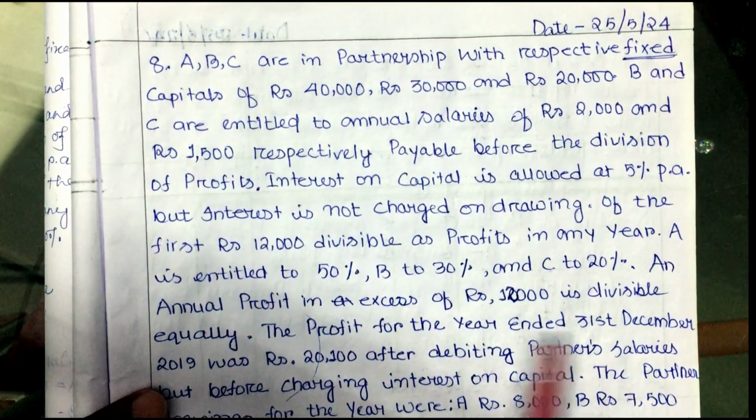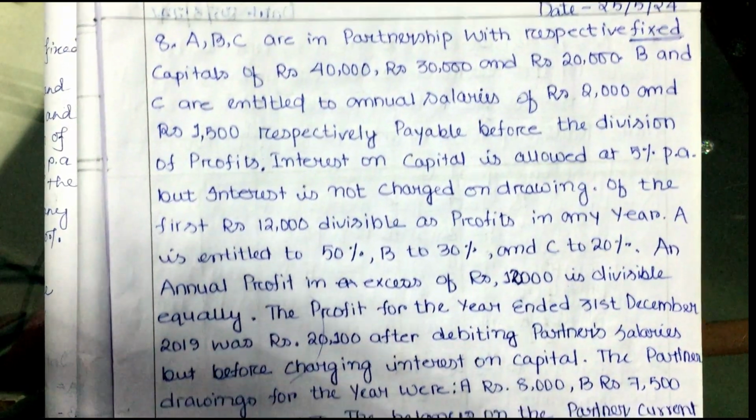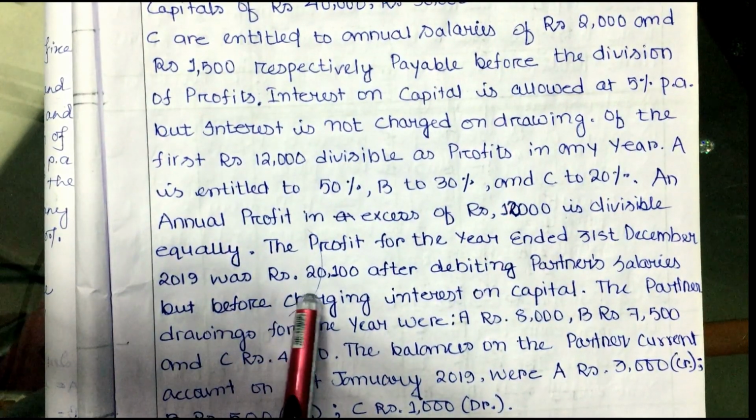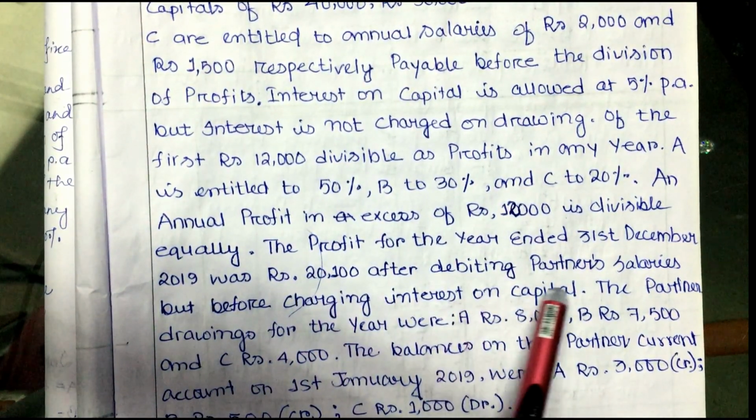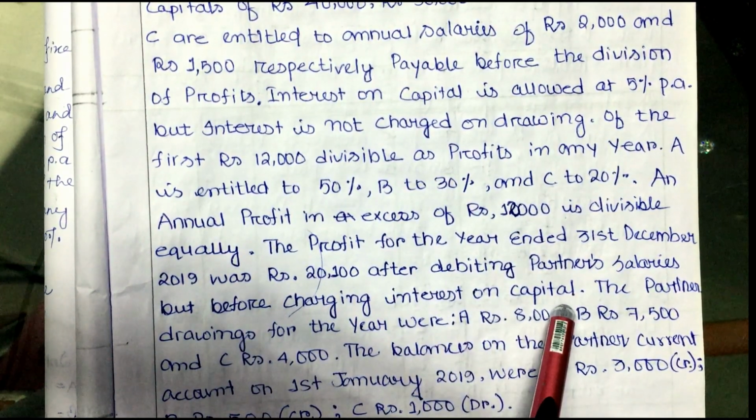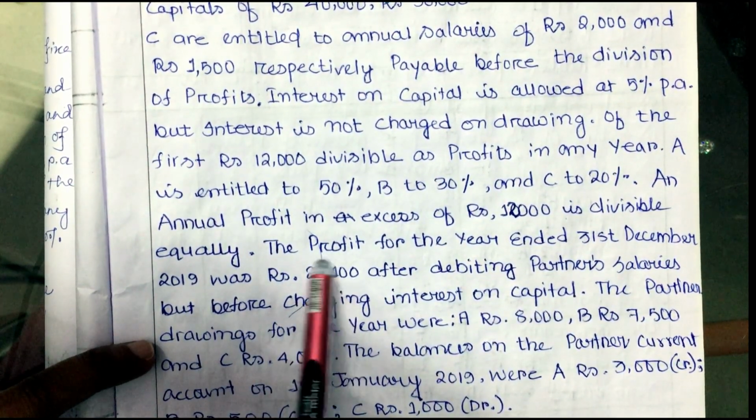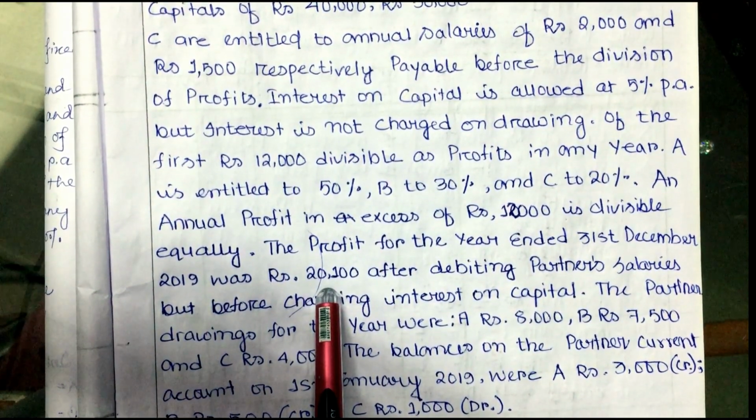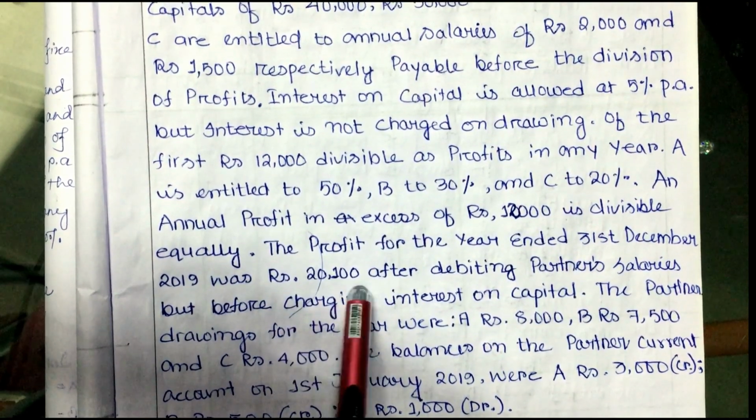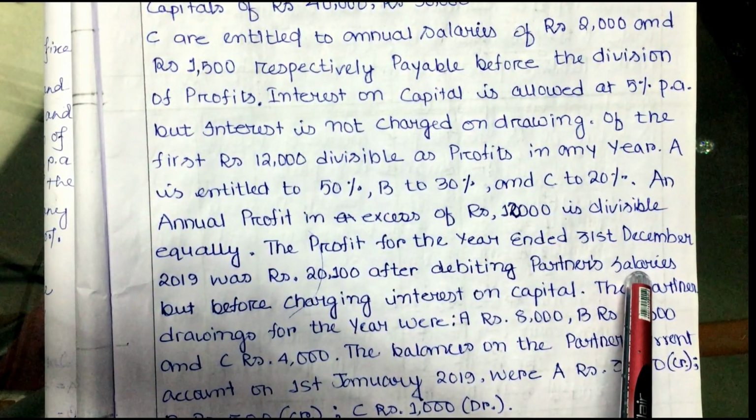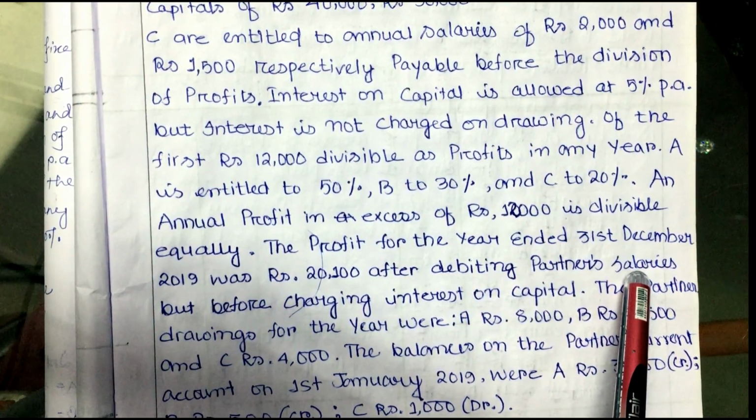Then the next part is the profit for the year ended 31st December 2019 was rupees 20,100 after debiting partners' salary but before charging interest on capital. So ultimately this amount is an adjusted amount and we need the gross amount of this net profit. That means before apportionment of any kind made to the partners.